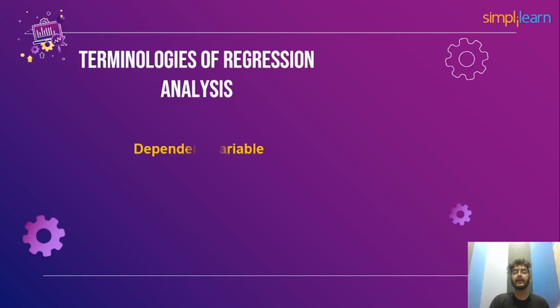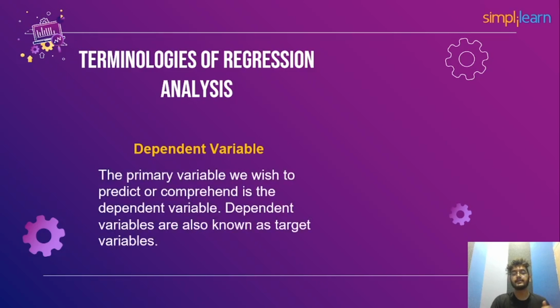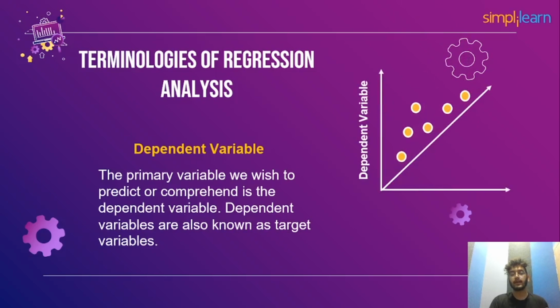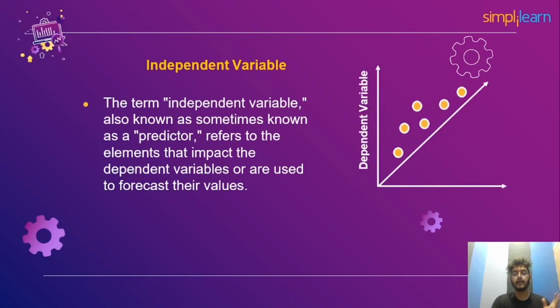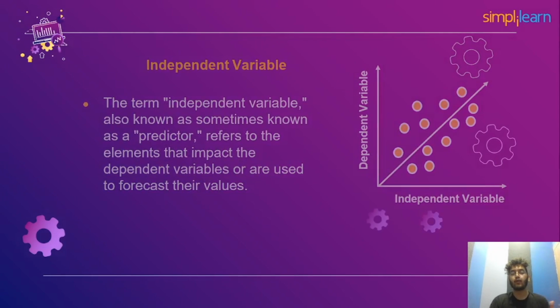The first one is the dependent variable. In a regression analysis, the primary variable we wish to predict or comprehend is the dependent variable. Dependent variables are also known as target variables. The next one is the independent variable. Independent variables, also known as predictors, are the elements that impact the dependent variable or are used to forecast its values. And the third one is outliers.